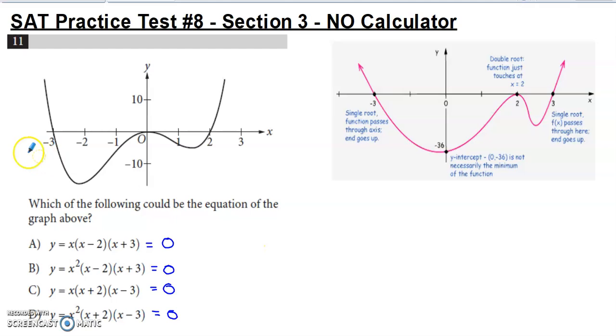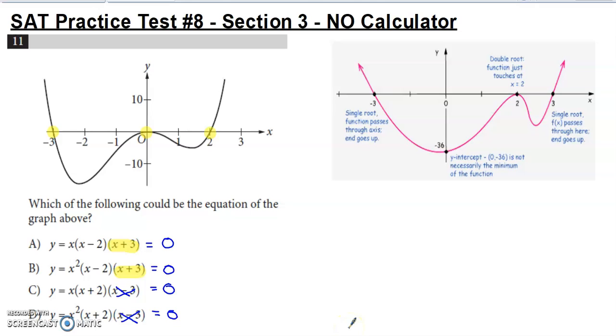What I notice here is the x-intercepts, or the zeros of this polynomial, are -3, 0, and 2. If I factor the polynomial and solve the equation after setting it equal to 0 by factoring, what I should see as my factors, if I have an x-intercept of -3, is x plus 3 as a factor. We have that in choice A, we have that in choice B, we don't have that in choice C, we don't have that in choice D.